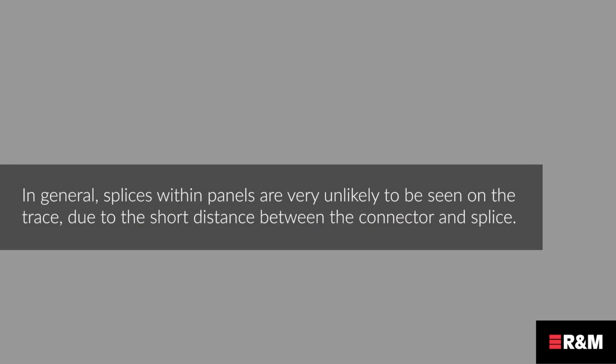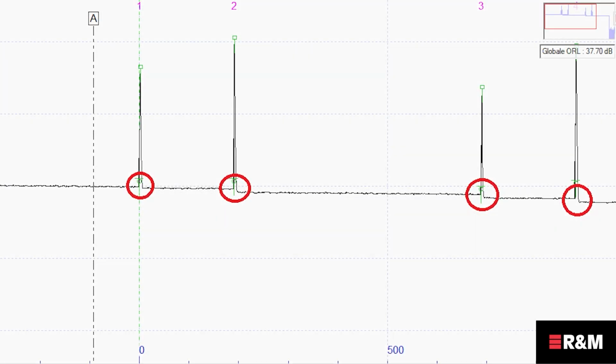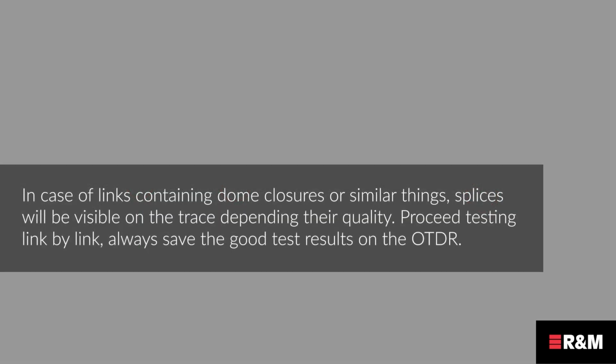In general, splices within panels are very unlikely to be seen on the trace, due to the short distance between the connector and splice. Most likely, the OTDR displays a sum event, where the connection and a splice will be shown as one single event. In case of links containing dome closures or similar things, splices will be visible on the trace depending on their quality. Proceed testing link by link. Always save the good test results on the OTDR with the right naming identifiers.